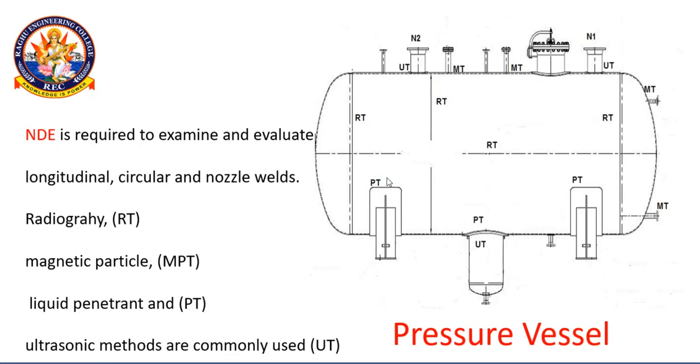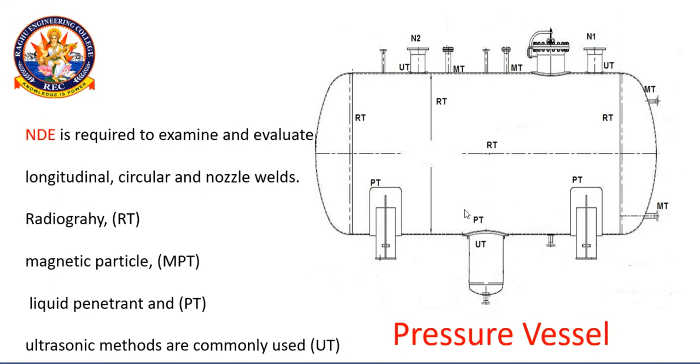PT is dye penetration testing, at the joints of the nozzles, and PT and UT, ultrasonic testing, are also conducted. MPT, magnetic particle testing, is also conducted. For nozzle 1, nozzle 2, and others, we conduct ultrasonic and some different types of tests in the pressure vessels. A pressure vessel is nothing but a small vessel.